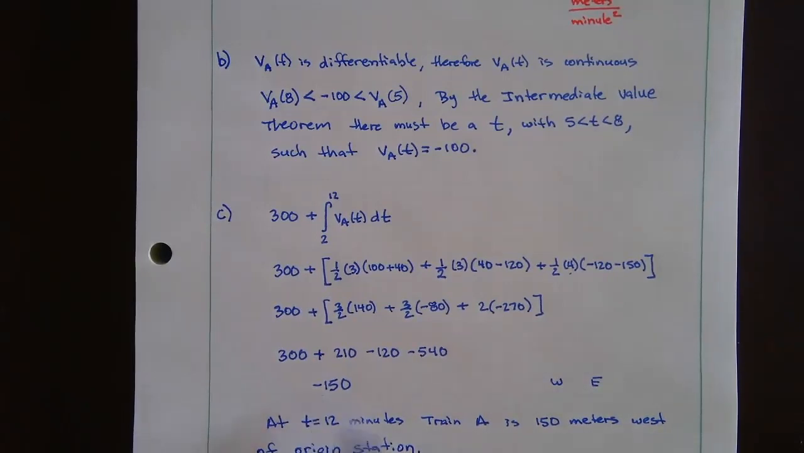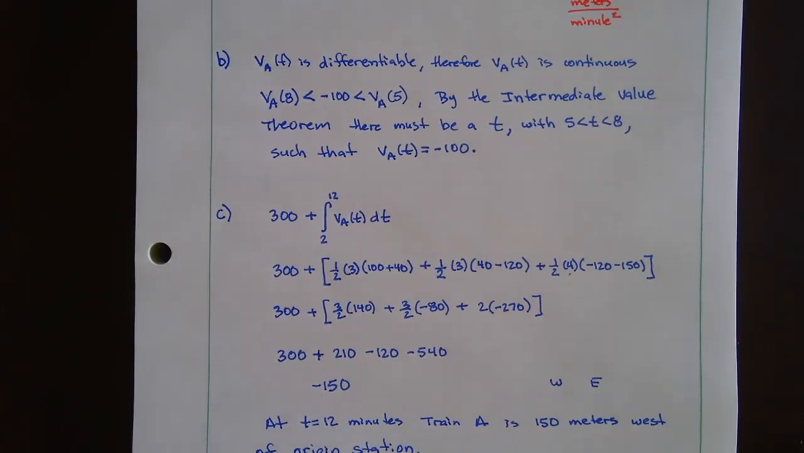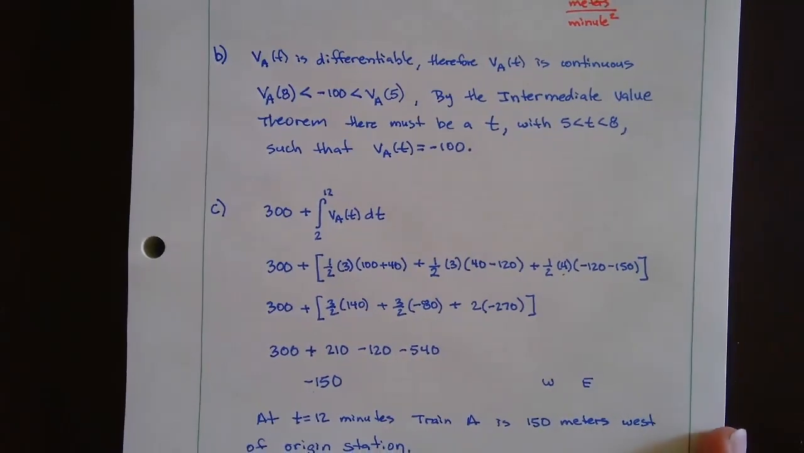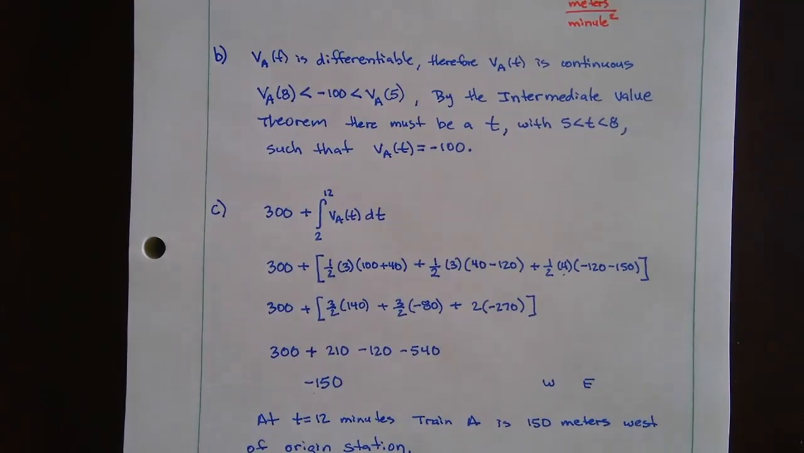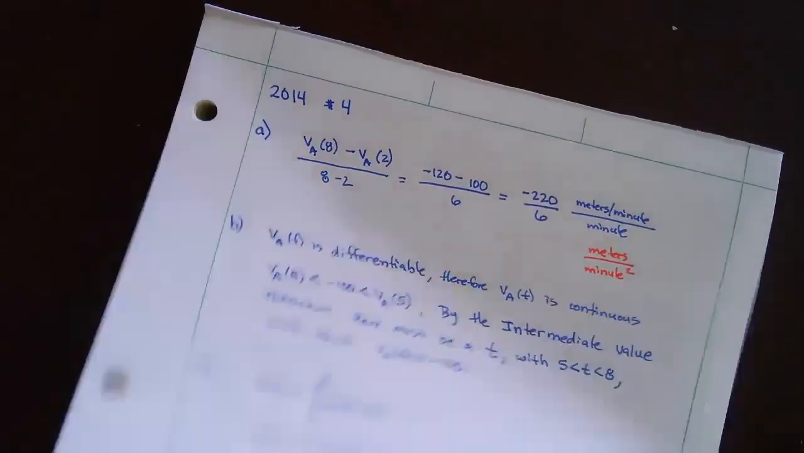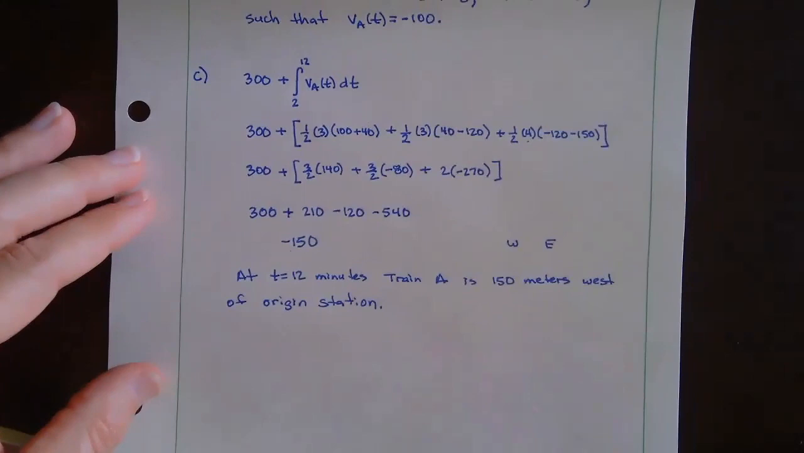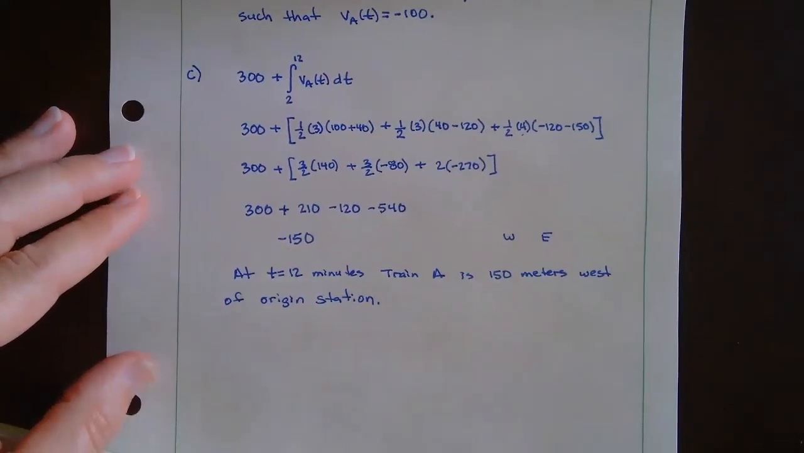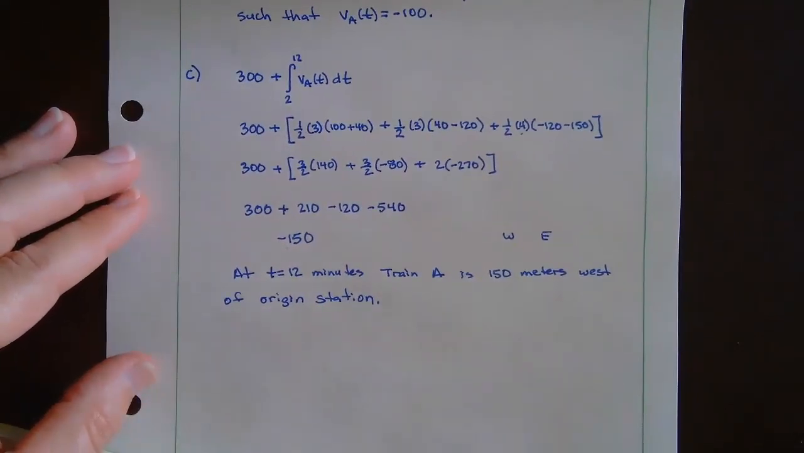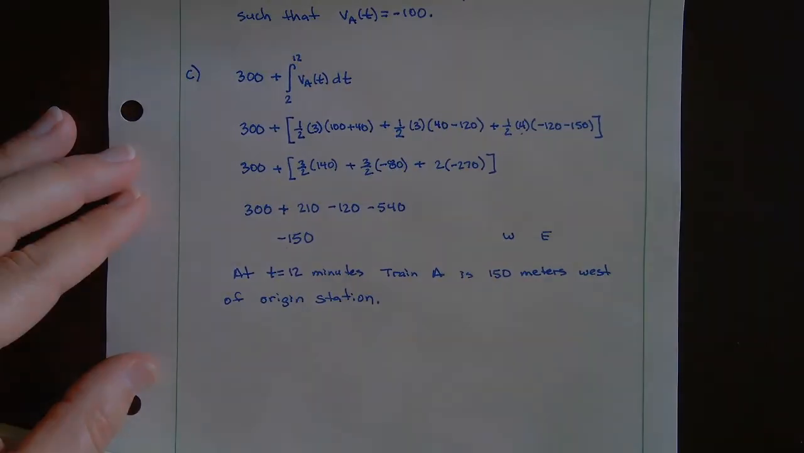Okay, if that was a positive 150, we would have been east, because east is on the positive side, west is on the negative side. And so that's why we know it's on the west side of the origin station. And let me slide that up. Sorry, guys. Okay, hold on a second. There we go. Okay, so at t equals 12 minutes, train A is 150 meters west of origin station. Okay, and let's go to part D.